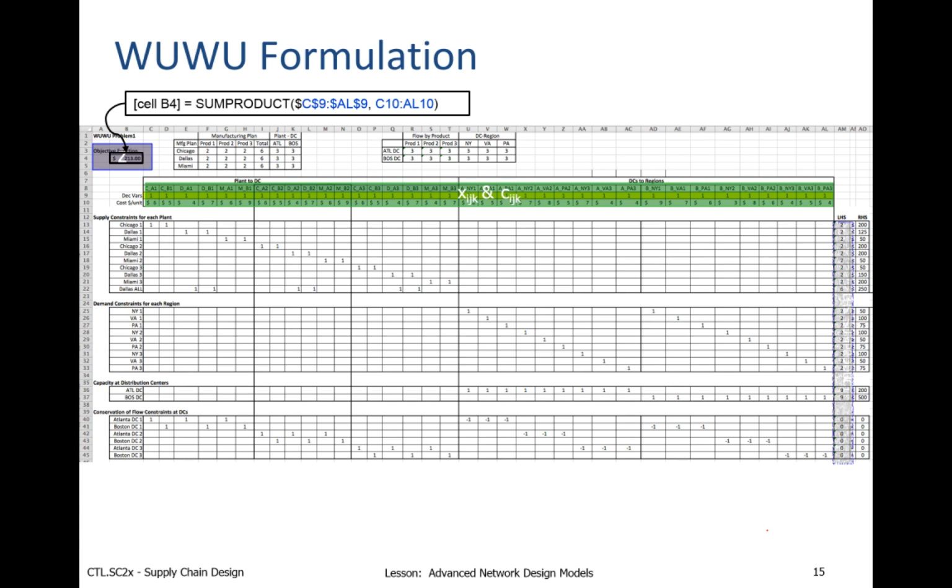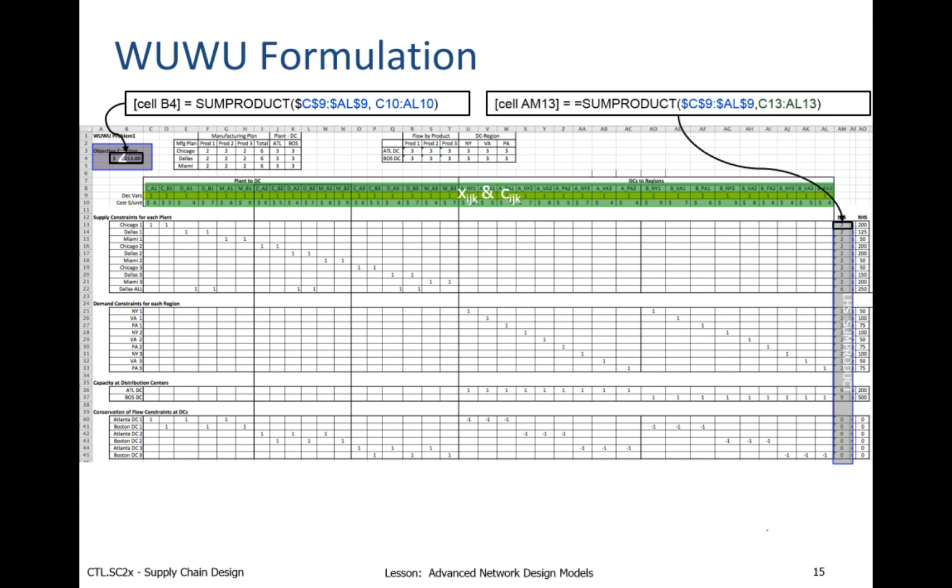Then I'm going to have a series of constraints, and every one of the constraints has the left-hand side, and each of these left-hand sides is just, again, a sum product of the decision variables that are in row 9 multiplied by each respective row. In this case, in cell AM13, it's going to be the decision variables, right, multiplied by whatever's in row 13, which is just what's coming out of Chicago. And you see it's capturing the supply constraints for Chicago. So this is identical to what we've done a half a dozen times so far.